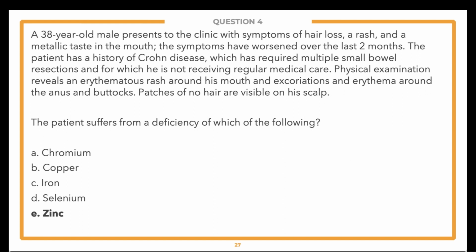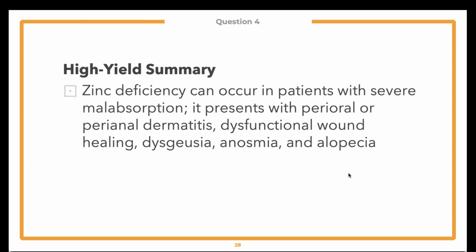Okay, so again, nice work, everyone. High yield summary. Zinc deficiency can occur in patients with severe malabsorption, presenting with perioral or perianal dermatitis, dysfunctional wound healing, dysgeusia, anosmia, and alopecia. Okay, fantastic work, everyone.